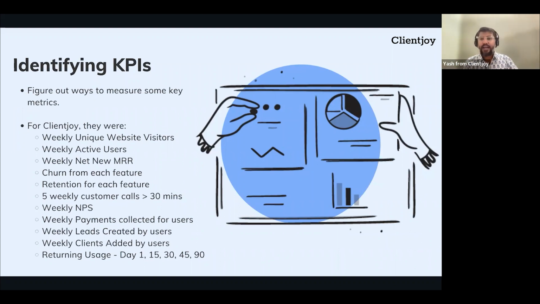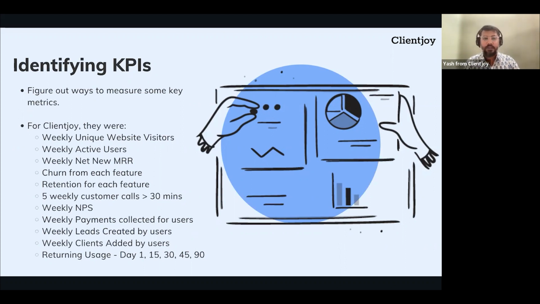So we measure that every week. Churn from each feature, right? So a person or a customer may not churn from the whole product. They may not stop paying for it. But since there are more than 150 features, which feature did they start using and were using actively and then they stopped, right? And so why did that happen? Retention for each and every feature, which is just the opposite of that. At least 5 weekly customer calls that are greater than 30 minutes for both Anupama and I. So she would do 5, I do 5.